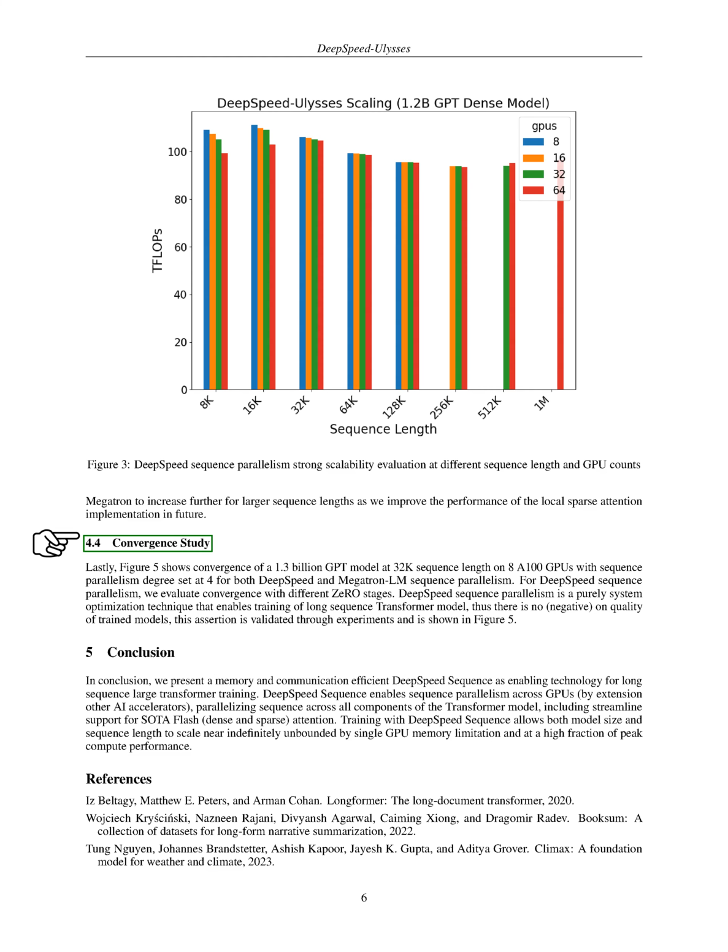Finally, we conducted a convergence study of a GPT model with 1.3 billion parameters at a 32K sequence length on 8 A100 GPUs with a sequence parallelism degree set at 4 for both DeepSpeed and Megatron-LM sequence parallelism. DeepSpeed sequence parallelism is a purely system optimization technique that enables the training of long sequence transformer models, and it doesn't negatively impact the quality of trained models. This was confirmed through our experiments.